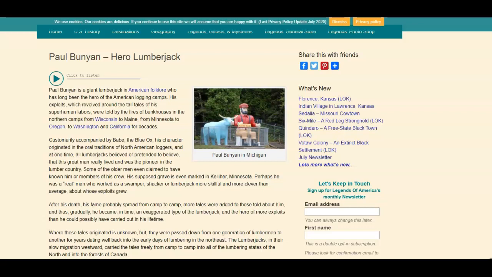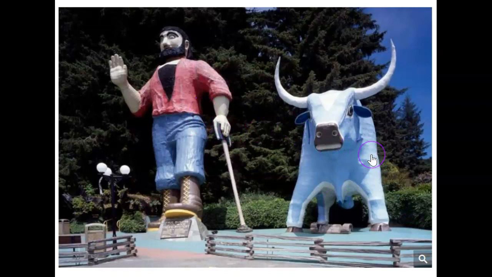I know you're wondering who Paul Bunyan was. He was a legendary lumberjack, whether alive or not, and he was a logging man, and he was gigantic with tremendous strength, and he traveled around with Babe the Blue Ox.